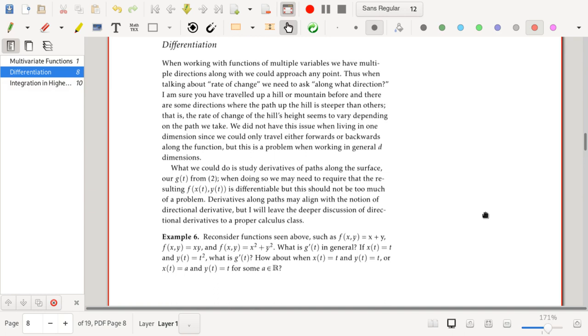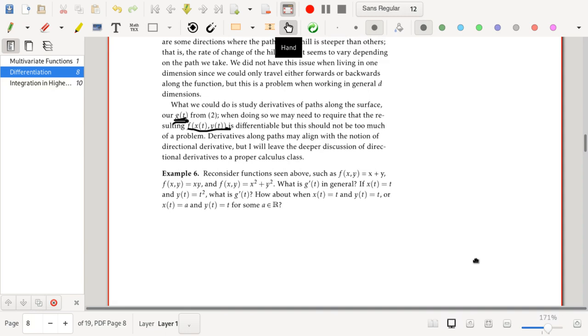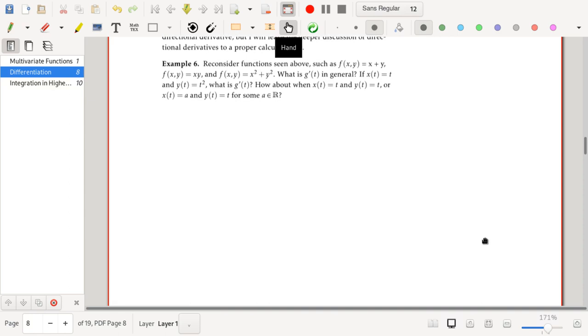So what we could do is study derivatives of paths along the surface. So take our function g(t) from before. This function g(t), which is f(x(t), y(t)), is basically tracking the height of our surface as we move along a certain path. And perhaps this is differentiable, and we could look at the rate of change of the surface along a path. So this is something that we could do. Let's, for example, consider functions that we've seen before. If we're looking at these functions, what is going to be the pathwise derivative of these functions in general? We're going to have to say, of course, that x and y are differentiable.